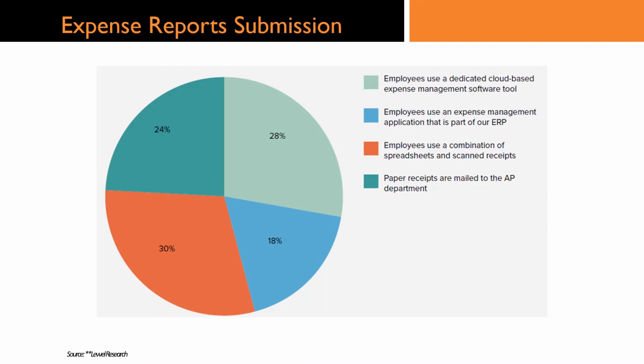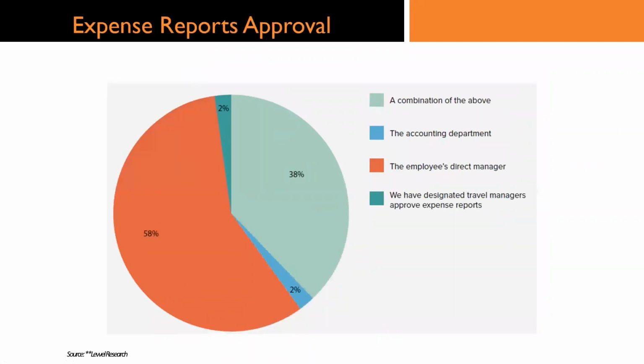Okay, so expense reports, what's happening today? Well, organizations are using some combination in cases of cloud-based expense management tools. They're using an expense management that's part of their ERP system, or check these last two things out. You guys, more than 50% of companies are still using spreadsheets and scanned receipts and paper receipts being mailed to the AP department. So that's these two chunks of the pie on the left-hand side here, this 24 and 30%, those are the red and green that make up these last two bullet points here. So huge problem. And if you can relate to that, it's definitely time to start thinking about how we can automate our expense process as well.